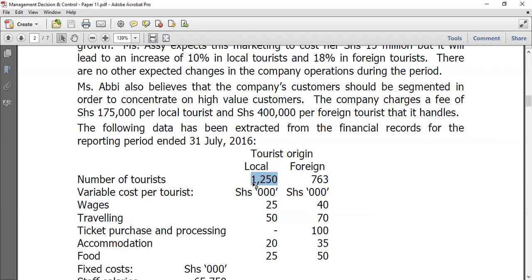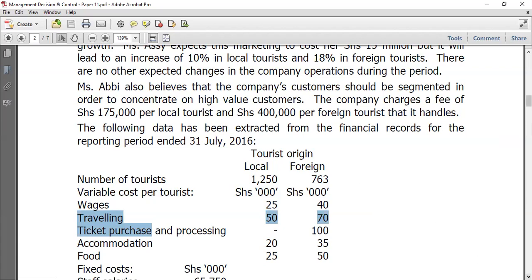Now, when it comes to costs, I use the same basis, okay? I'm able to find my new tourist quantity by adjusting them by these respective percentages. And then I'm able to translate that to determine what my wages will be, what my traveling will be, what my ticket purchasing will also be, okay? So at least for the revenue and variable costs, you now have an idea of how to do that, okay?